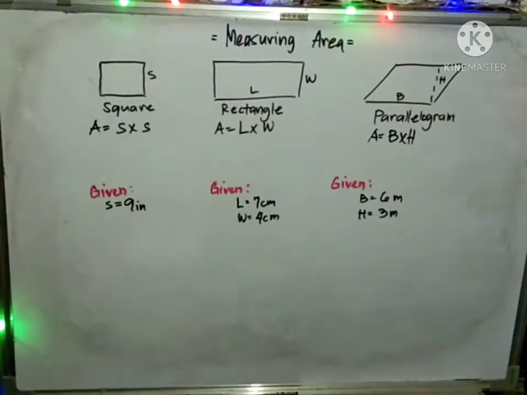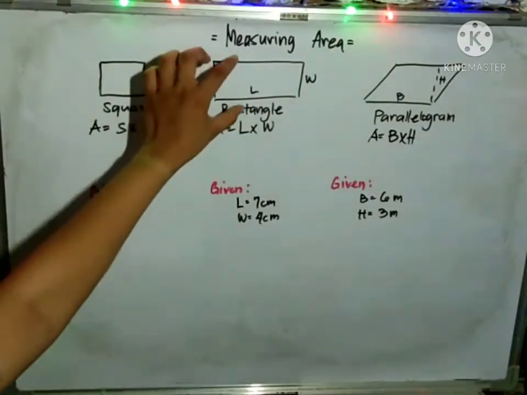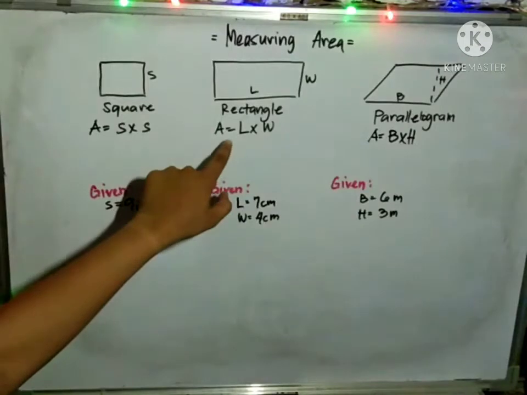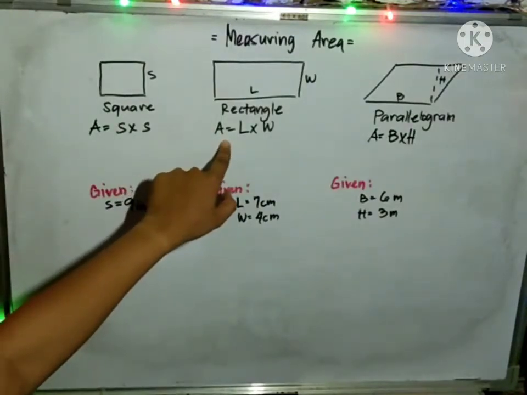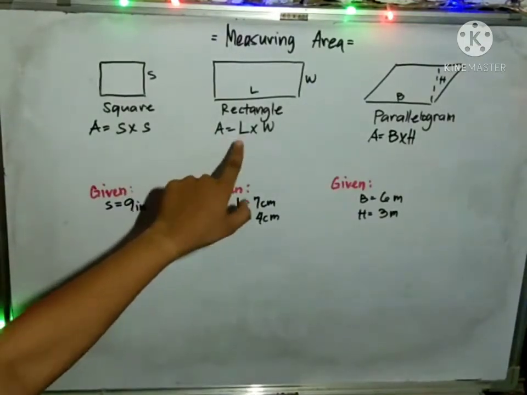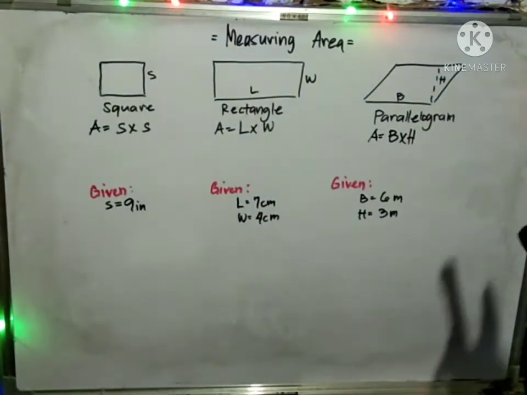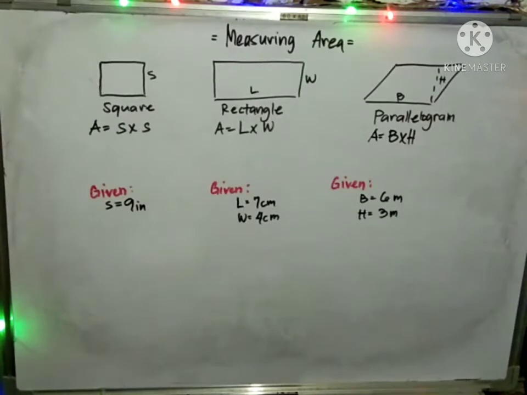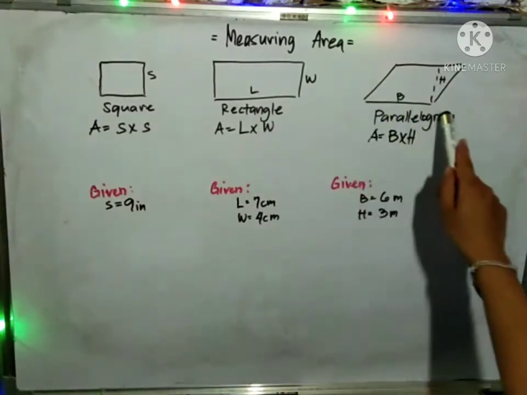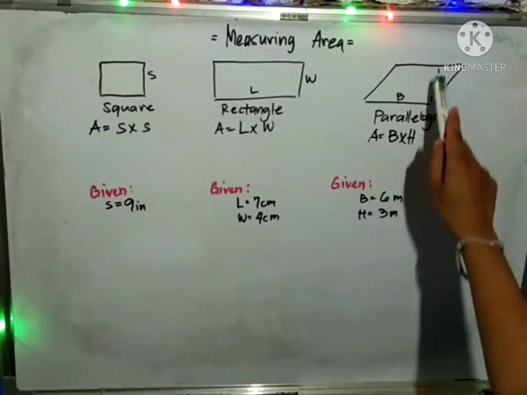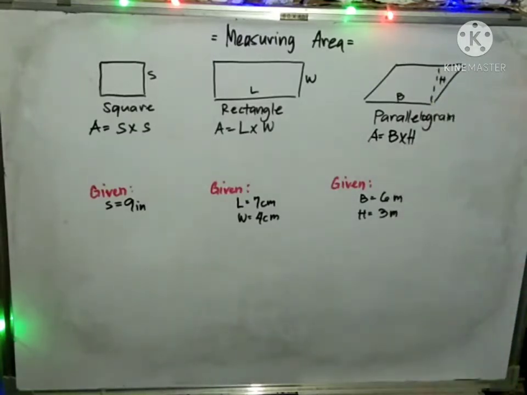Next, for the rectangle, we know that its two lengths are equal and its two widths are also equal. So in finding the area of the rectangle, we use the formula length times width. For the parallelogram, our formula is its base multiplied by the height of the parallelogram.